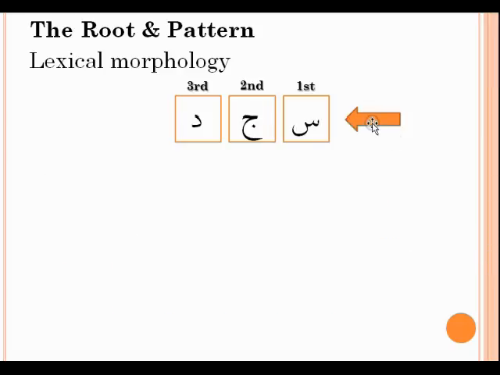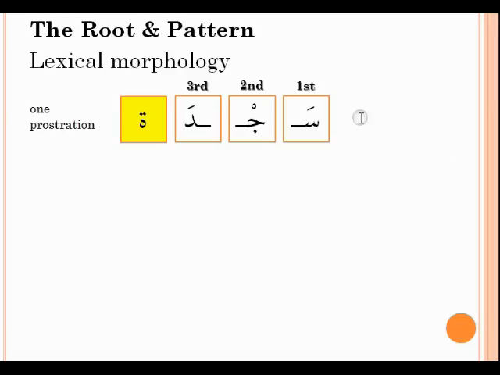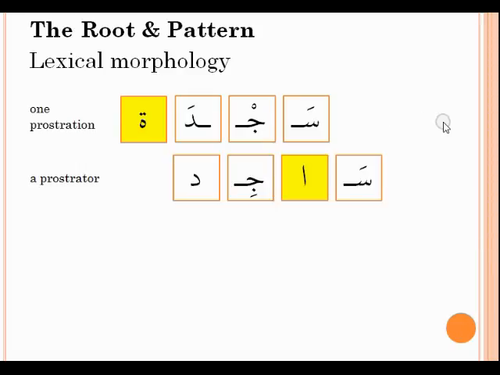Another root, we'll look at the root sajada, which means to prostrate. So when you're praying, you prostrate to your Lord. This root, let's create a word from it. Okay, so here I've changed the marks on the letters and attached a ta at the end of it. This is of course a ta marbuta, and we created sajda. So this is also one prostration. This indicates the number, the single prostration.